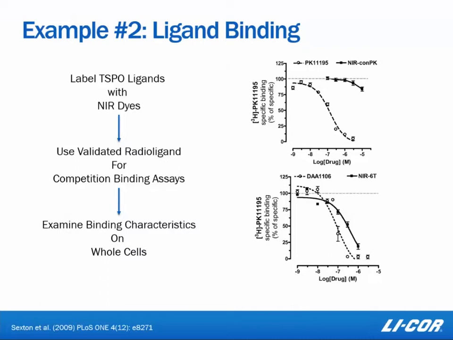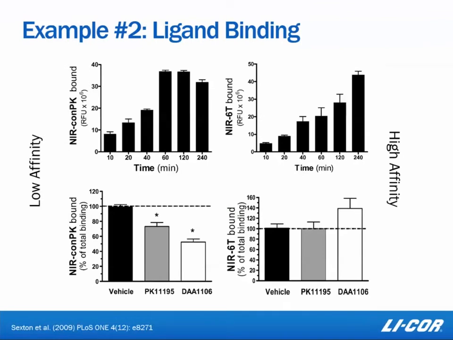From here, they then wanted to see how effective these compounds were for looking at their target of interest in cells. And they utilized the In-Cell Western Assay for this. So what they did is they took both their low affinity NIR-ConPK ligand as well as their high affinity NIR-6T ligand, and they first incubated each of these ligands to whole cells and examined ligand binding after certain time points, ranging from 10 minutes up to 4 hours. And the results are shown here.